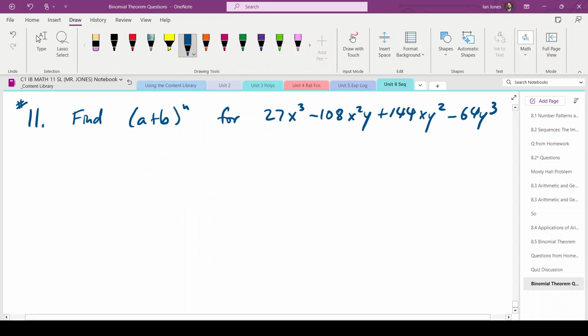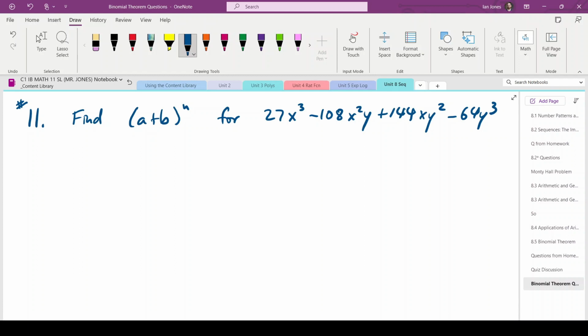Number 11 says, find the binomial power in the form a plus b to the n with this expansion here. Find the binomial power. This is a binomial. This is an exponent. This is a binomial power in the form a plus b to the n. In other words, just find a plus b to the n that equals this expansion. Okay, that's what number 11 is asking.